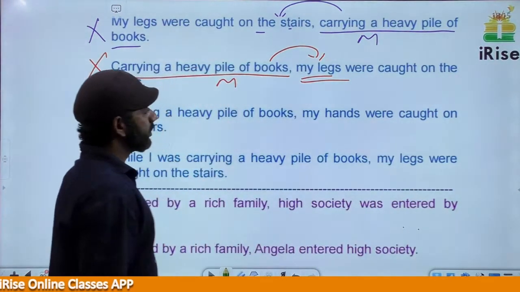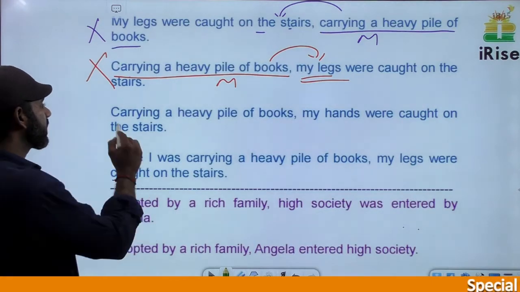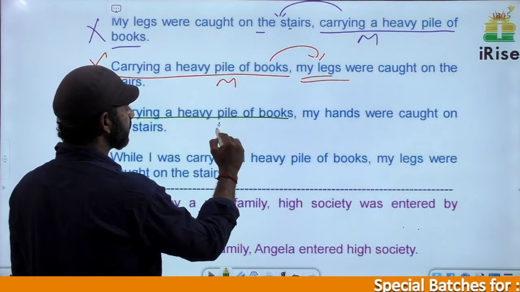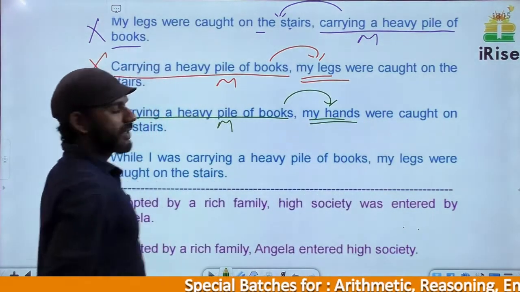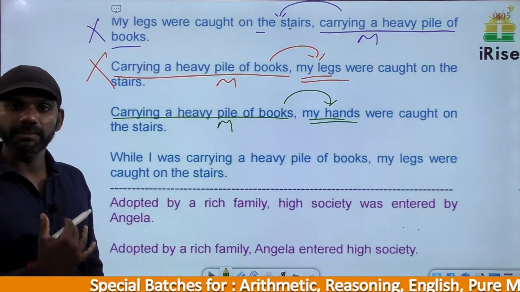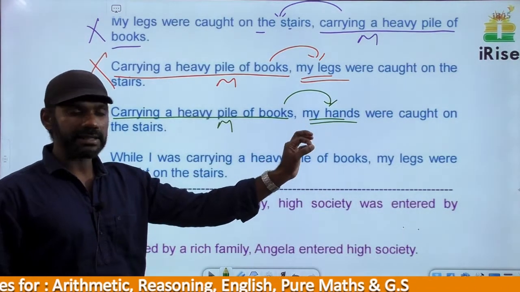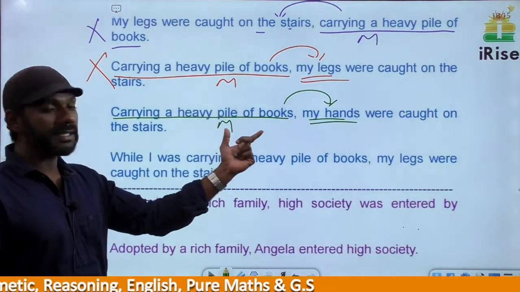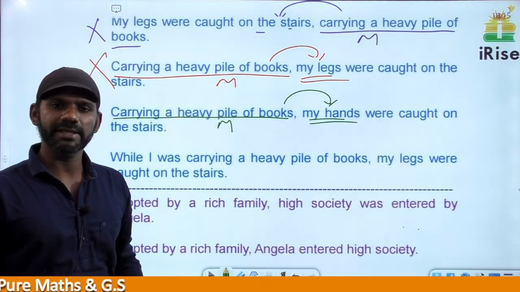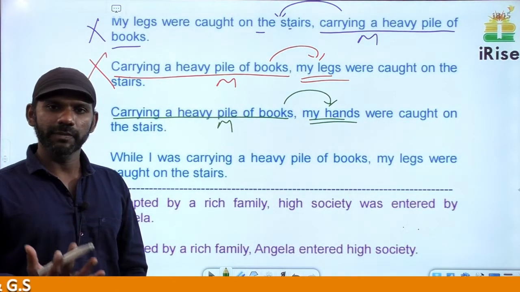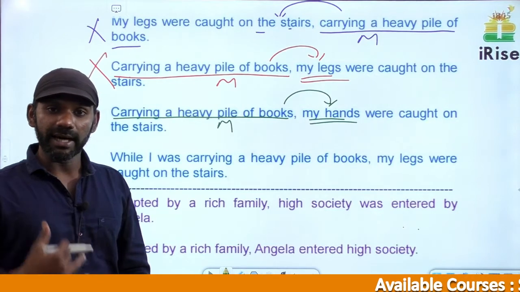Carrying a heavy pile of books, my hands were caught on the stairs. The modifier here is "carrying a heavy pile of books." The modifier comes very close to my hands, so we need to associate my hands with the modifier. "Carrying a heavy pile of books, my hands" means my hands were carrying a heavy pile of books. Do my hands carry a heavy pile of books? Think, make sense or not? Do my hands carry a heavy pile of books? No. My hands don't go and carry, I carry.